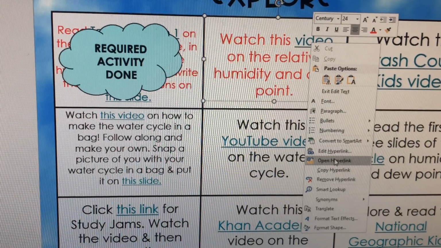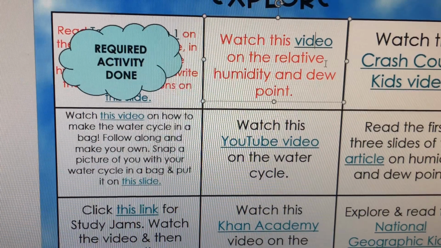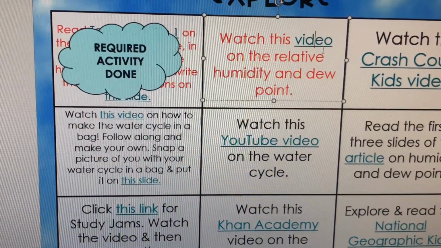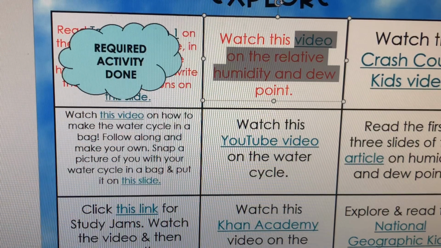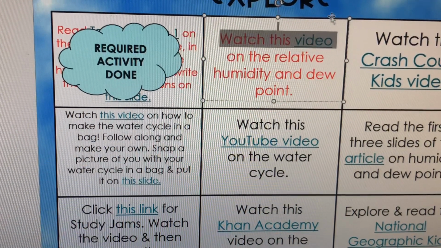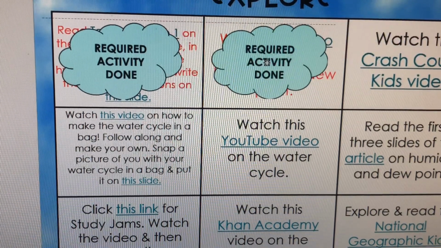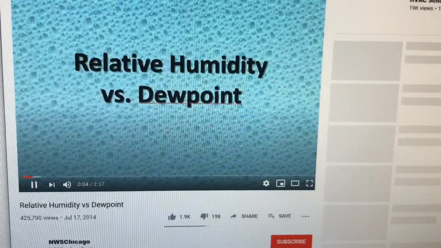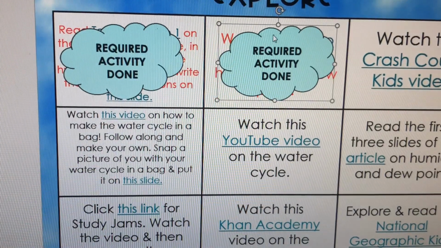Once you click open hyperlink, it's going to open it for you in a different format. Sorry, my computer is opening it slowly, it's just that I have a lot of things open. So that is one way to do it. Once you've watched the video, you put your cloud over it, and there it goes. So there's the video that we just opened a second ago. Once you're done, just close out your window and then go back to your PowerPoint.